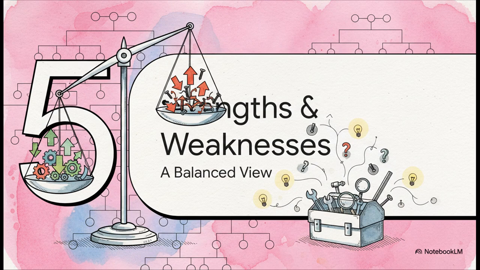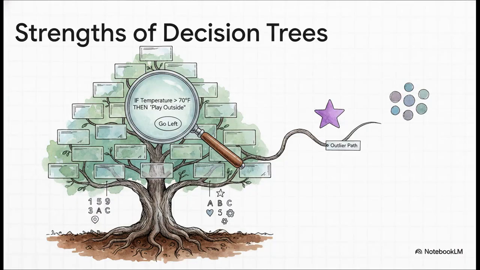Of course, no model is a silver bullet. Decision trees have some incredible strengths, but they also have some pretty significant weaknesses. And understanding both sides of that coin is the key to knowing when this is the right tool for your problem. Probably the biggest strength, the thing people love most, is its interpretability. It's what we call a white box model. You can look right inside and follow every single decision it makes. It's also super flexible. It can handle all kinds of data without a ton of prep work, and it doesn't get totally thrown off by a few weird, extreme data points.